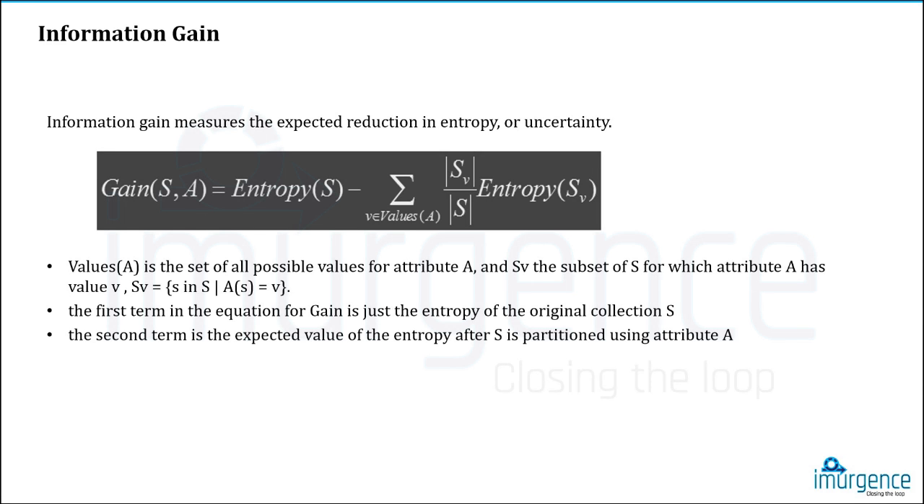Information gain measures the expected reduction in entropy. So it's nothing but something which is already defined on entropy, wherein we were actually checking for the entropy. Information gain is talking about the expected reduction in entropy or uncertainty. So entropy is basically the uncertainty.